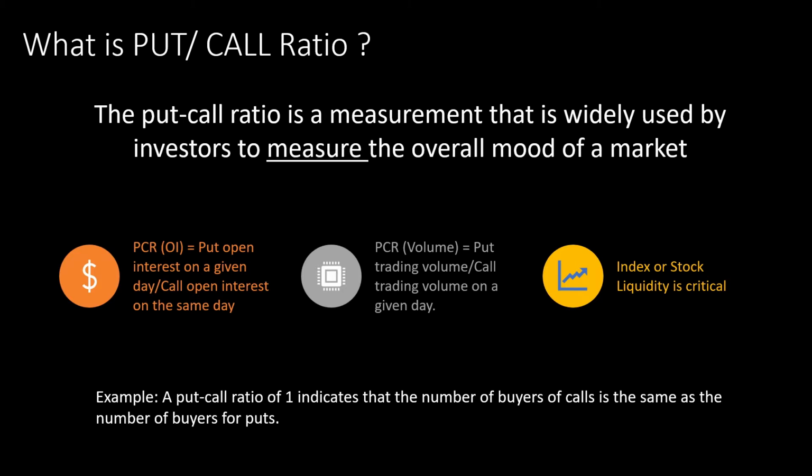PCR can be found both for indices as well as stocks. For PCR to be accurate, liquidity of the options is highly critical. It is for this reason that usually PCR is evaluated at an index level. As an example, if the put call ratio is 1, it only indicates that there is an equal number of put options and call options in the system.